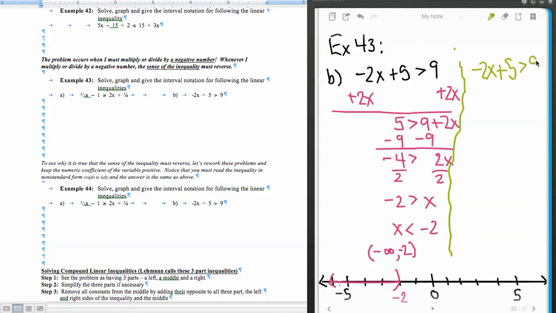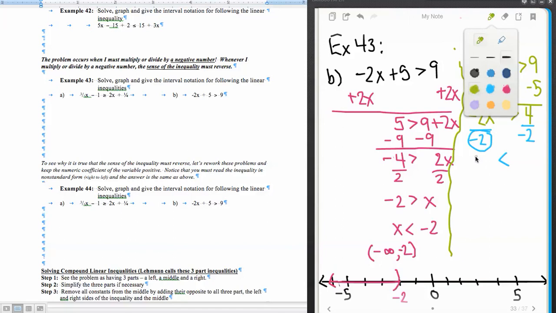So this time around, I'm just going to do what I would normally do, move the number away from the variable, because I'm not going to worry about making the variable's numeric coefficient positive. So I get negative 2x is greater than 4. And now here's where I have to be careful, because here I need to multiply or divide by a negative number. This is the thing that flips the inequality. So when I do that, I now have not a greater than, but a less than. And so now I have that x is less than a negative 2.